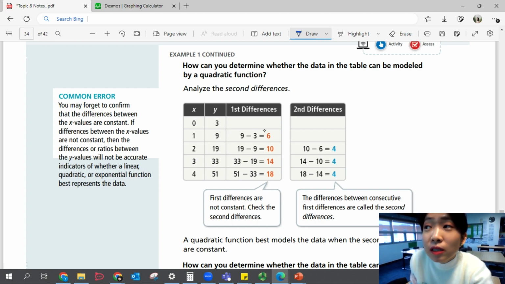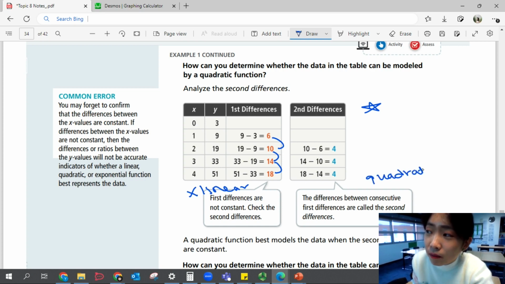So this is one way to figure out if it is best fit for a quadratic function. When the first differences are different, it means it's not a linear function, okay? And then second differences, you figure out the differences of the differences, okay? And if they are constant, we can say a quadratic function would be the best, okay?